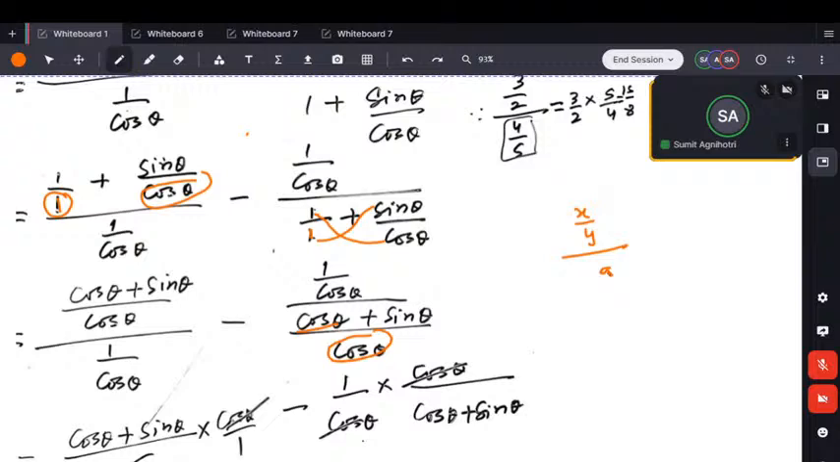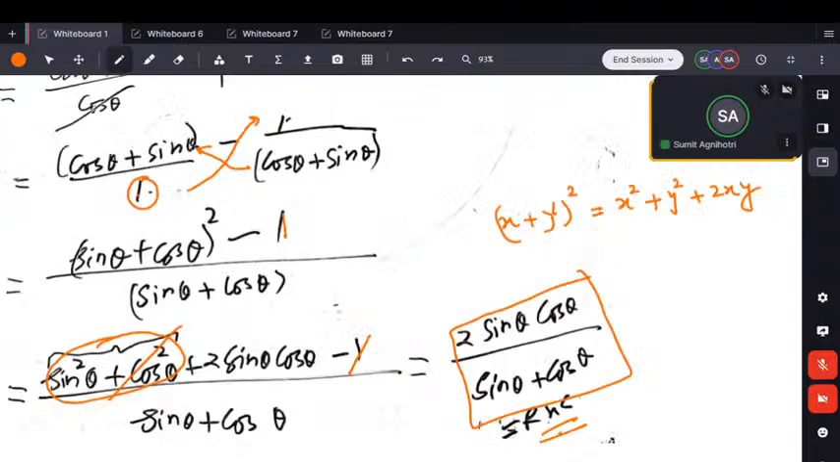And finally we have just written this, and this value is nothing but 1, and this 1 got cancelled with this 1. You are only left with 2 sin theta cos theta over sin theta plus cos theta, and that is what we want to prove. That is what we got. That is equal to RHS actually. And in this way we have proved what we were supposed to prove today.